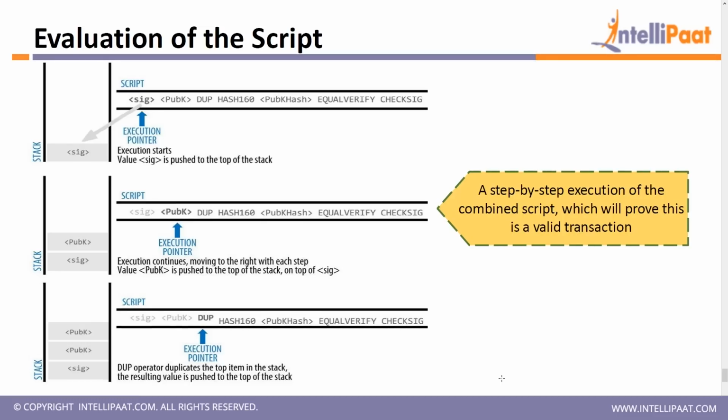In the next step, dup operator duplicates the top item in the stack. The resulting value is pushed to the top of the stack again. So for the audiences, those who are not into development, this could be a bit tricky. They should know how push and pop happens from the stack and how operations are performed over the stack data structures. So the scripts are simply following the data structure instructions. They are pushing the items into the stack, doing pop and push items in order to execute the instructions written.